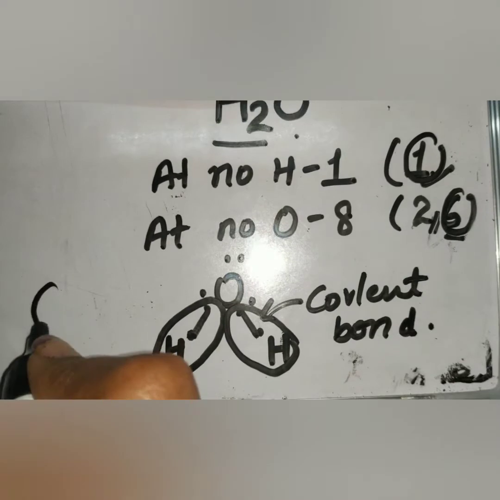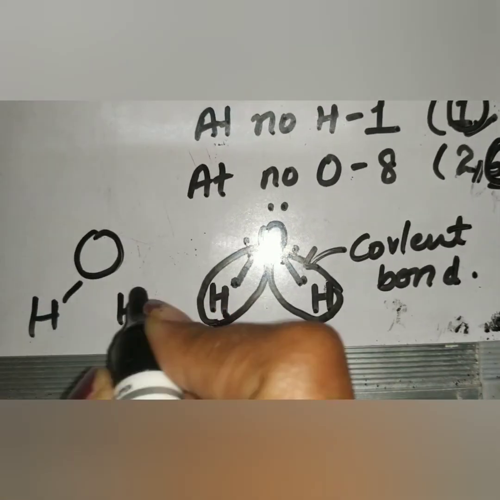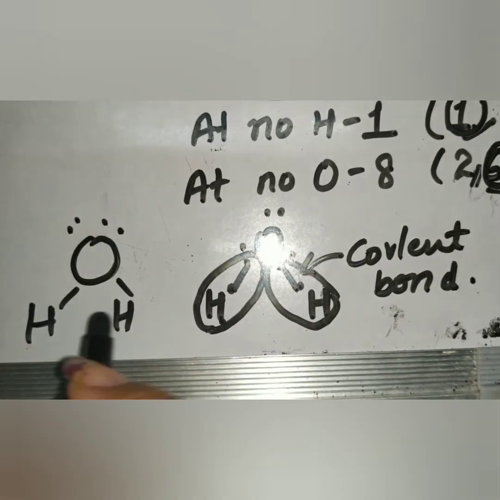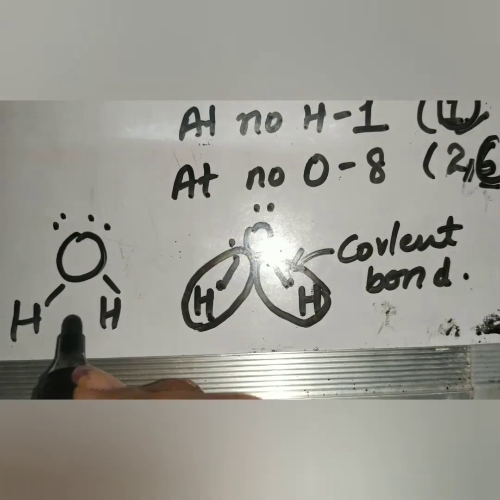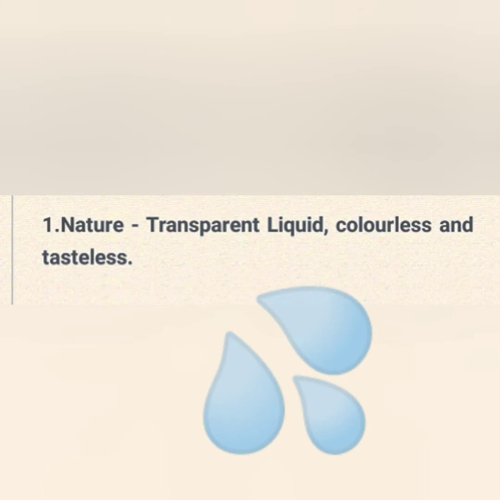And the structure of water is like that. It has two lone pairs of electrons and two hydrogen atoms bonded by covalent bonds. Physical states of water are ice, water and water vapor. Water is present in these three states on the Earth. Now the physical properties.